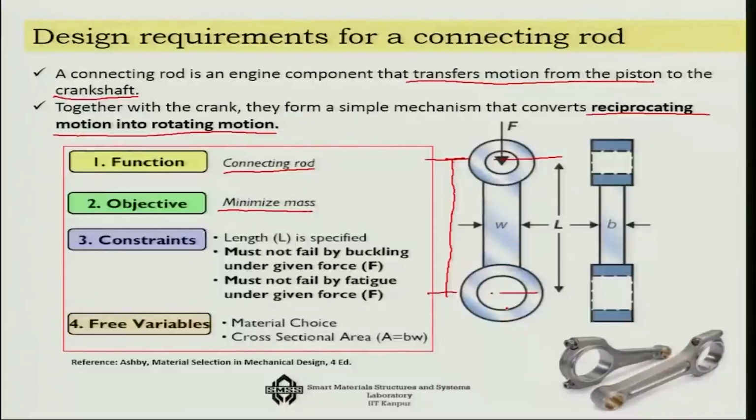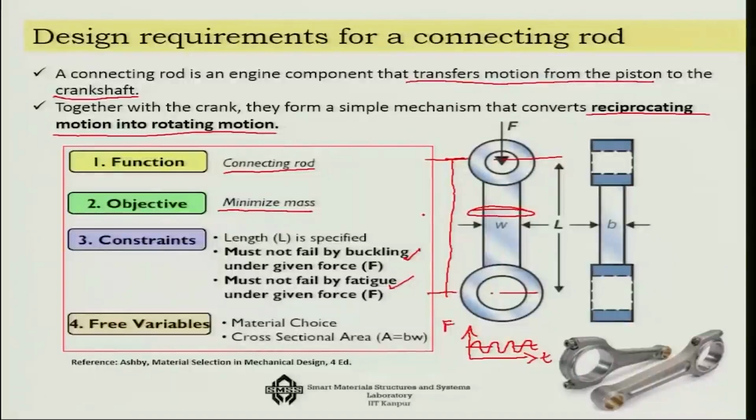So it must not fail by buckling under the given force, that is one. And also because this F is repetitive in nature, as the engine is getting fired in the ignition cycle, F is going to vary in terms of a maximum and minimum force. So that is why in this case we have to bring fatigue into consideration. So it must not fail by buckling, and must not fail by fatigue. What will be the free variable for us? The free variable is the cross sectional area of this part of the connecting rod.